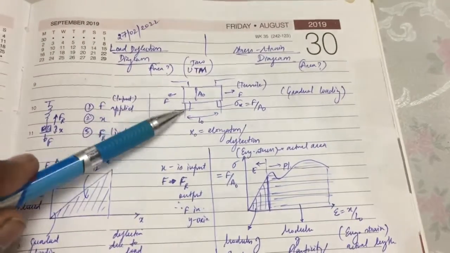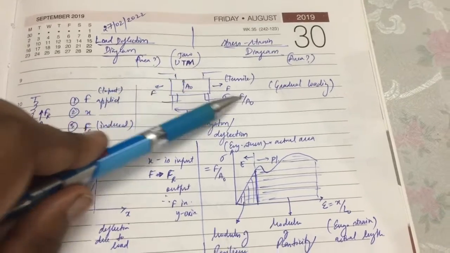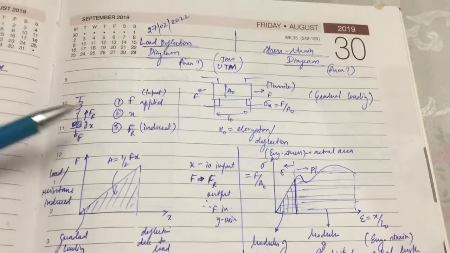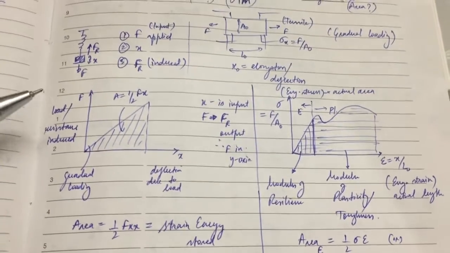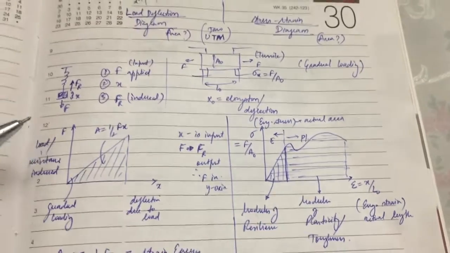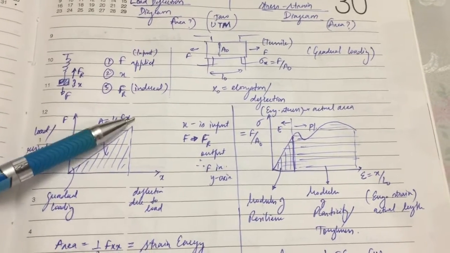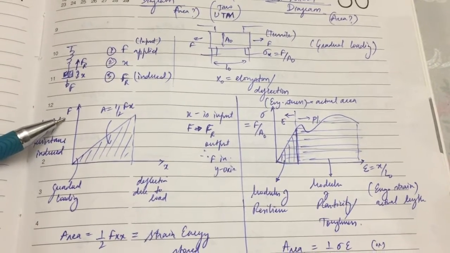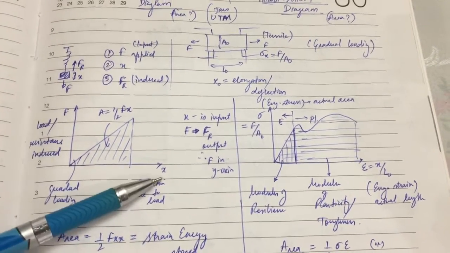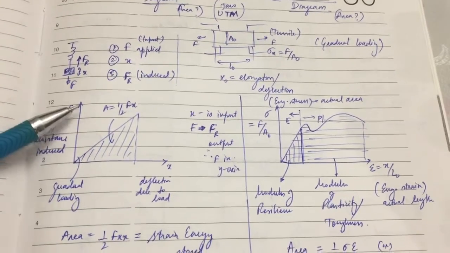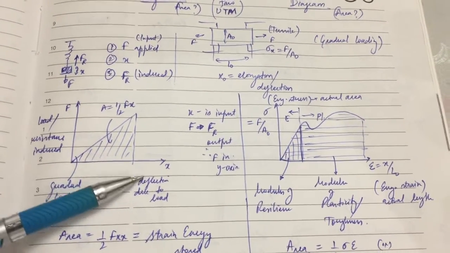Okay, so in this test, using UTM, it's always the gradual loading, the static loading basically. From this we will get the load deflection curve as well as the stress strain curve. So this is the gradual loading graph. From this you will see, is it F or X, which one is the input here? In this, the X, the deflection, is the input and this is the output, because if it is the input it will come here.